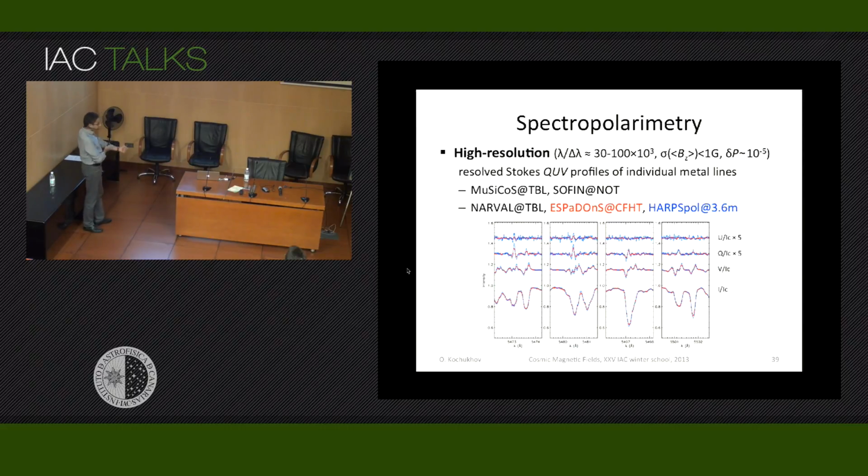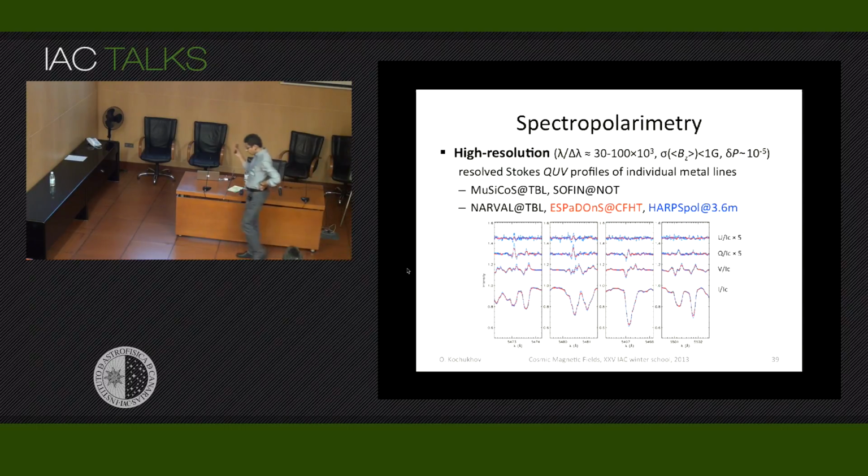And all these things implemented allow us to get nice spectra and also reasonable agreement between different instruments. So this is an illustration of the spectra taken with this instrument, Espadons, and this instrument, Harpspol. And they have different resolutions. Harpspol is about 115,000, and Espadons is 65,000. So the red is Espadons, and blue is Harpspol.